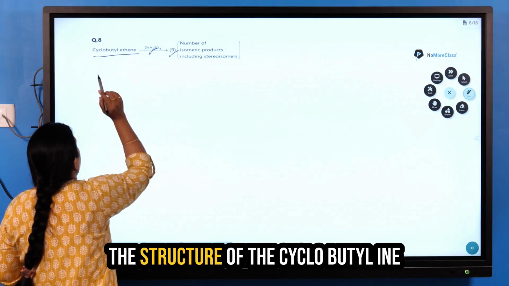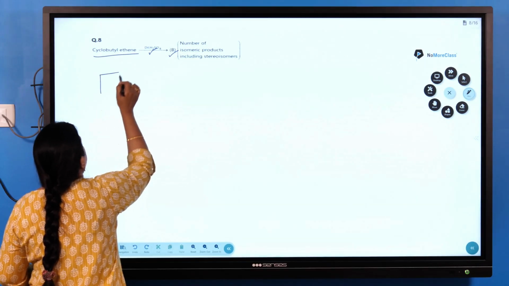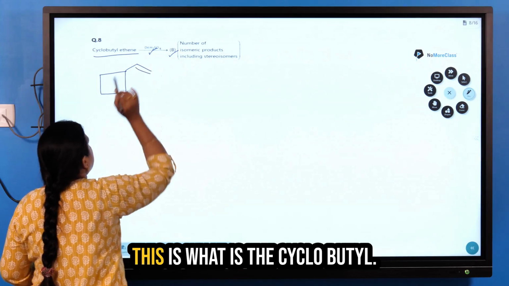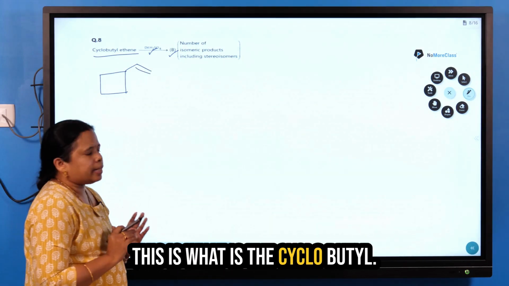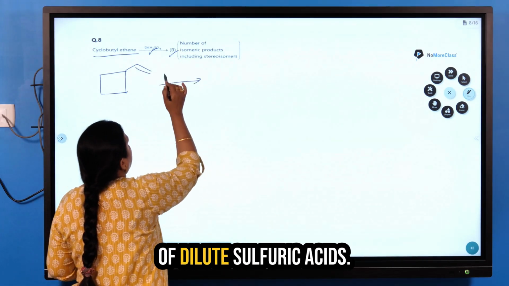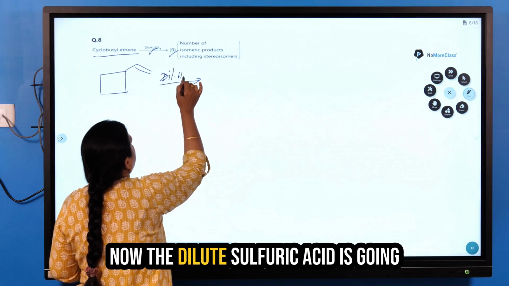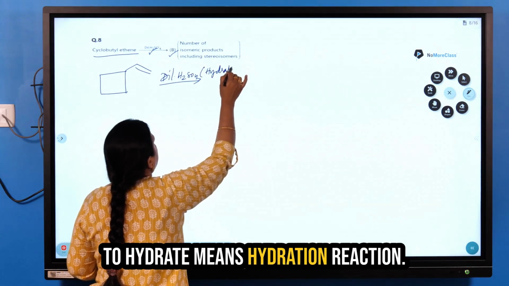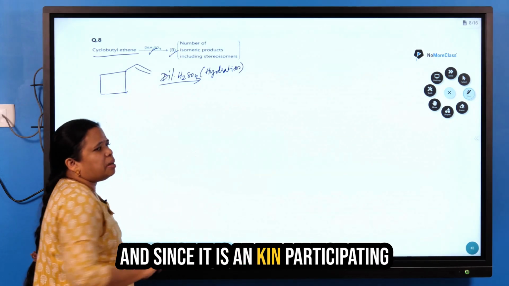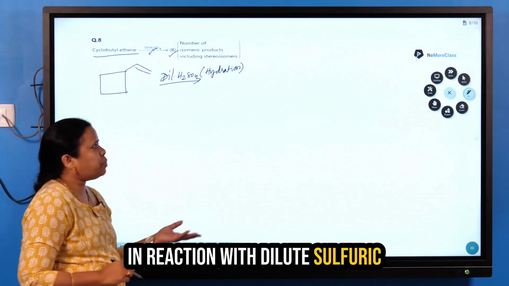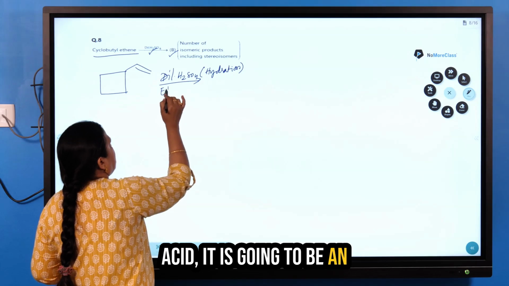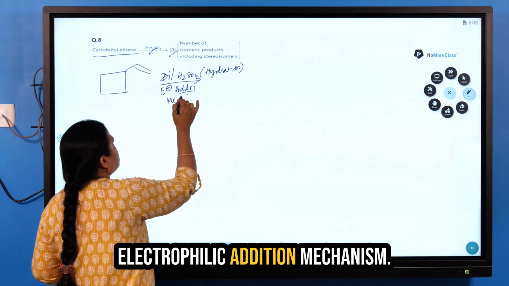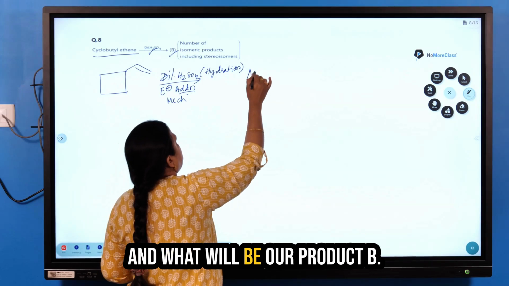Now let's write the structure of the cyclobutyl ethene. Cyclobutyl ring and an ethene group. This is what is the cyclobutyl ethene. Now, this is in presence of dilute sulfuric acid. The dilute sulfuric acid is going to hydrate, meaning a hydration reaction. And since it is an alkene participating in reaction with dilute sulfuric acid, it is going to be an electrophilic addition mechanism. And what will be our product B?